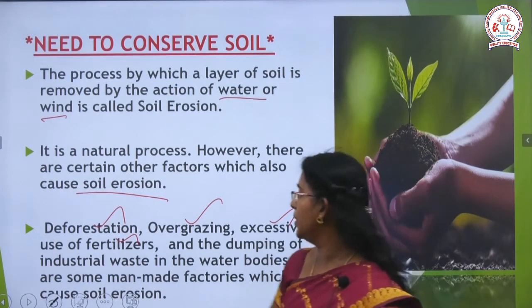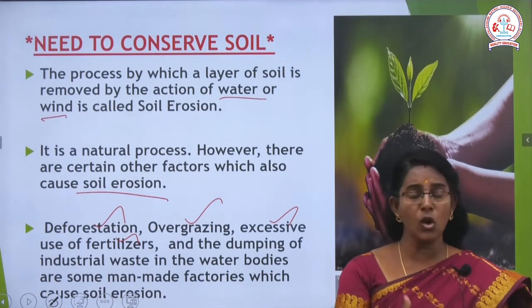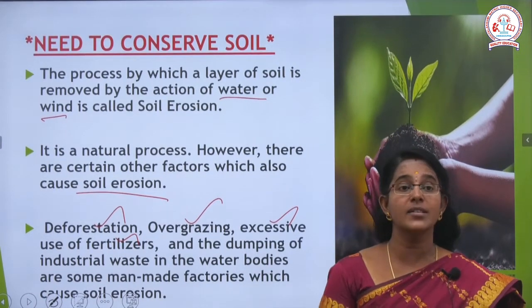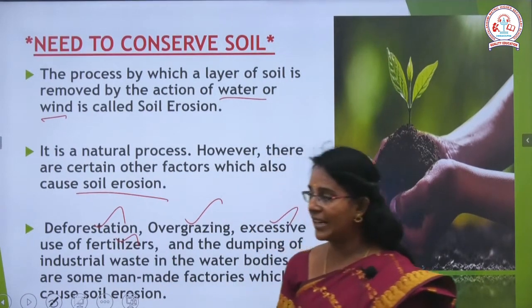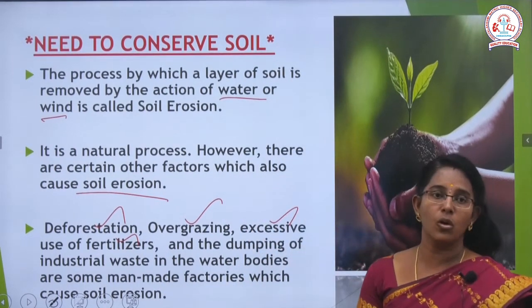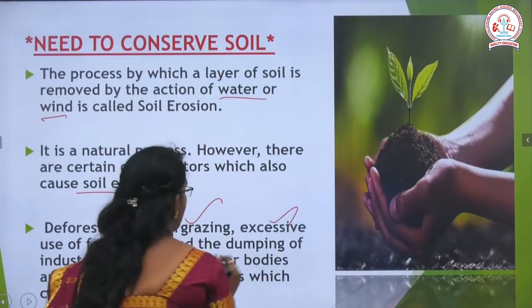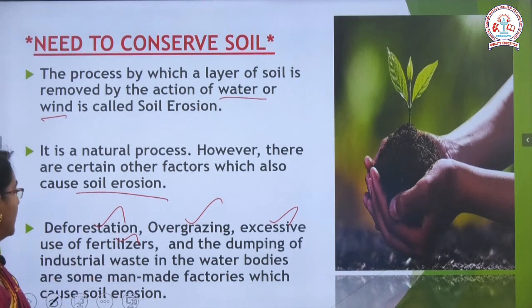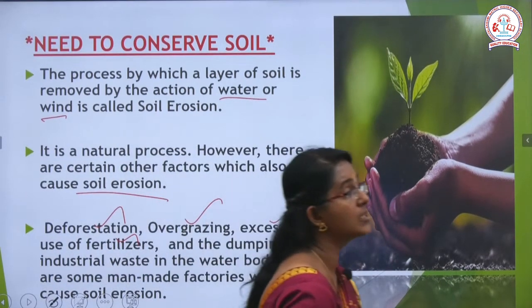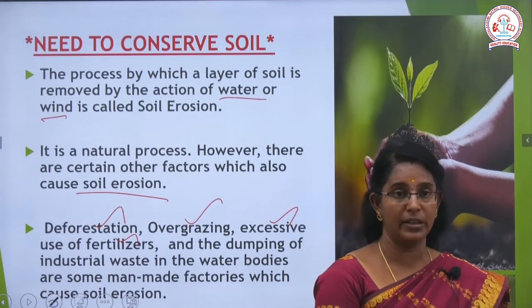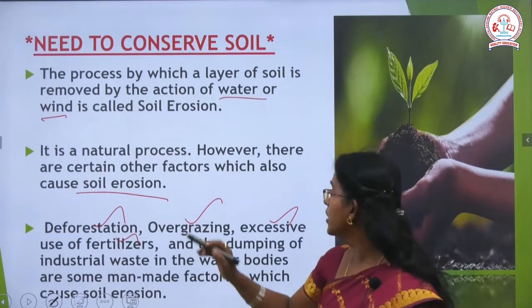So once again, what are the other activities that spoil the soil's fertility and cause soil erosion? Deforestation, cutting down too many trees in the forest, also causes soil erosion. Next, overgrazing. Next, excessive use of fertilizers. Overusing chemical fertilizers spoils the water and the land, and that is also called soil erosion.